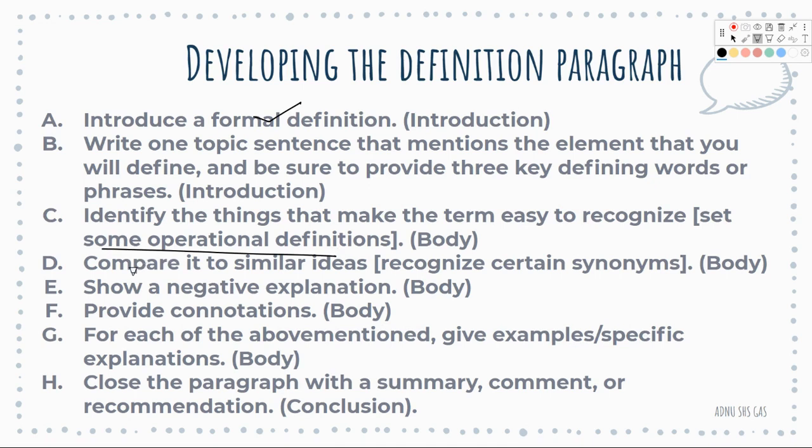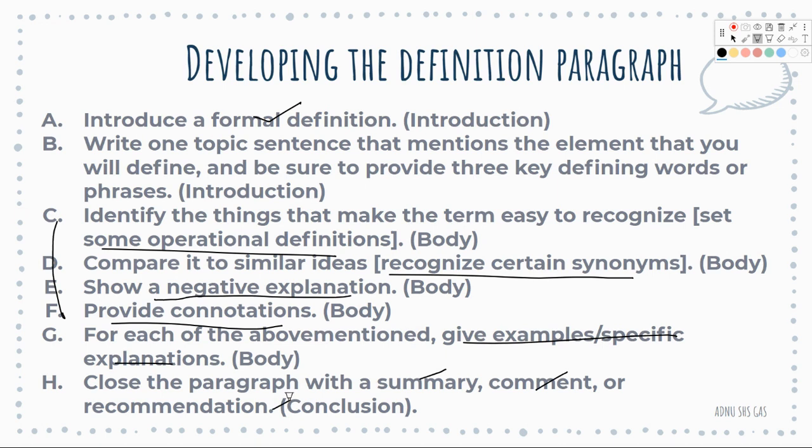Try to compare the definition you have with similar ideas and recognize certain synonyms, and also try to show a negative explanation. Try to also explore connotations so that you may be able to add some paragraph development, or other types of paragraph development, into your definition paragraph. Of course, for each of the above mentioned, from letter C to letter F, be able to give examples and specific explanations so that your reader will be able to clearly understand your point. Then, finally, for the conclusion, you can basically close the paragraph with a summary, a comment, or even a recommendation.